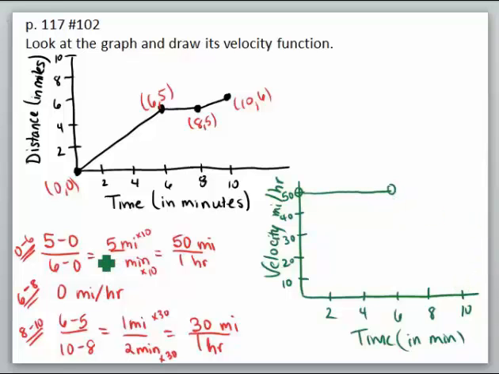From 6 to 8 minutes, I'm traveling 0 miles per hour, so it's just lying down here. I'll scribble that in darker so you can see that I put something there. And then from 8 to 10, we're traveling 30 miles per hour. So from 8 to 10, I'm traveling 30 miles per hour, constant rate. Now remember what I said, you can't find the derivatives at corners, endpoints. That's why we have holes here, because those values do not exist on the velocity graph.